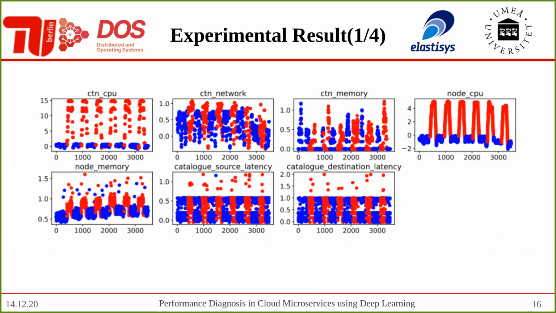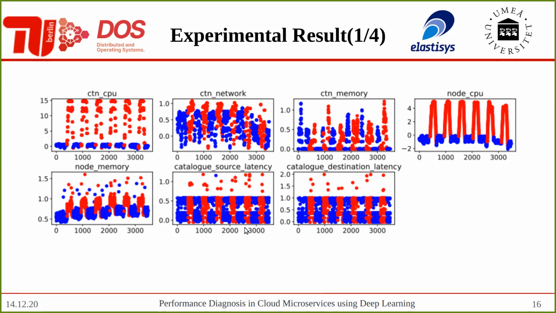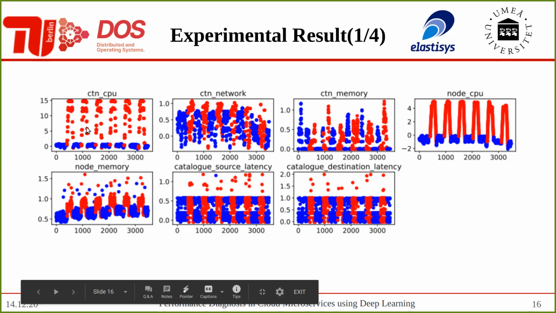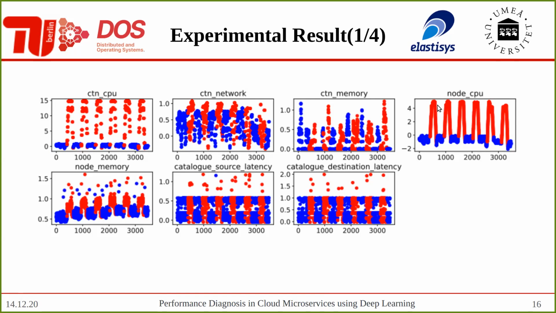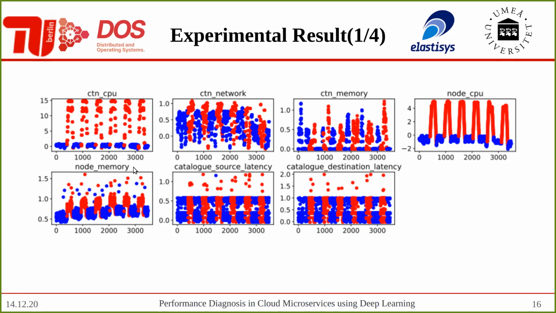This is an example of the collected metrics when we inject a CPU hog into the microservice catalog. We can see that there is a spike in the response time, which is marked in red here. We can also observe very significant deviations in container CPU and node CPU. But we can also observe some deviations in the container network and memory. So here we can conclude that with the anomaly injection, the corresponding metrics will have very significant deviations, but it also affects other metrics.